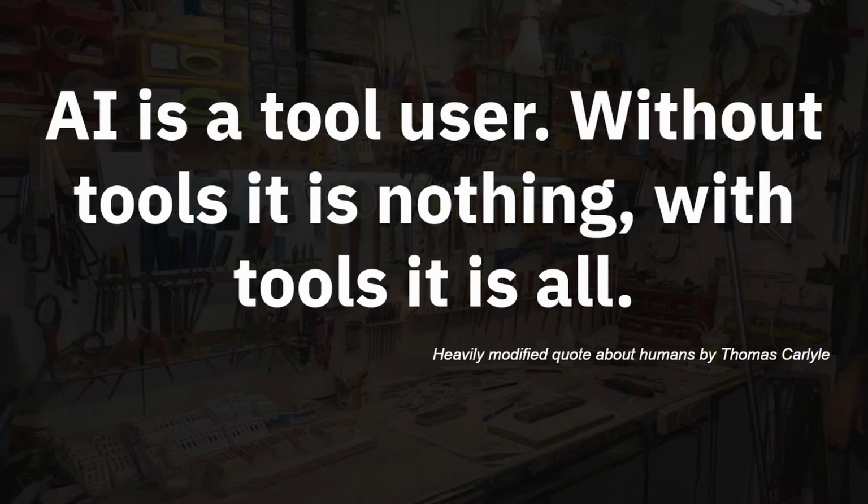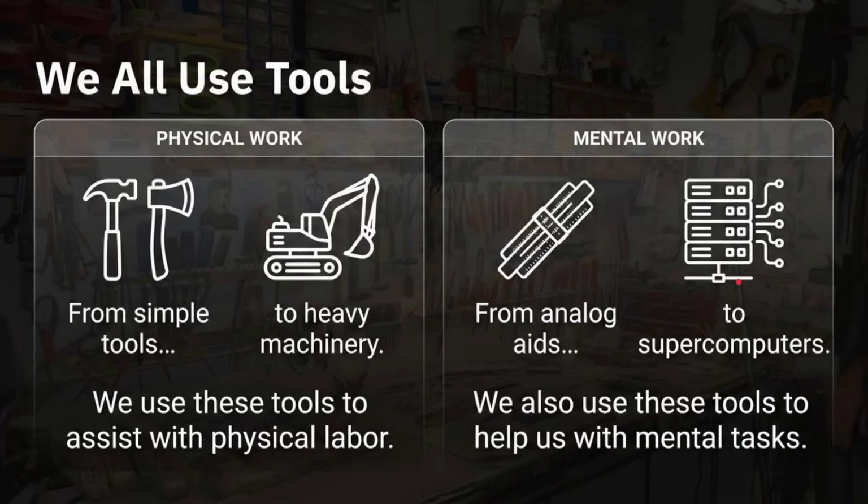Okay, let's start with a quote. AI is a tool user. Without tools, it is nothing. With tools, it is all. This is a heavily modified quote by Thomas Carlyle that was originally talking about humans and how humans are tool users. Now, we all use tools for physical work, for example.